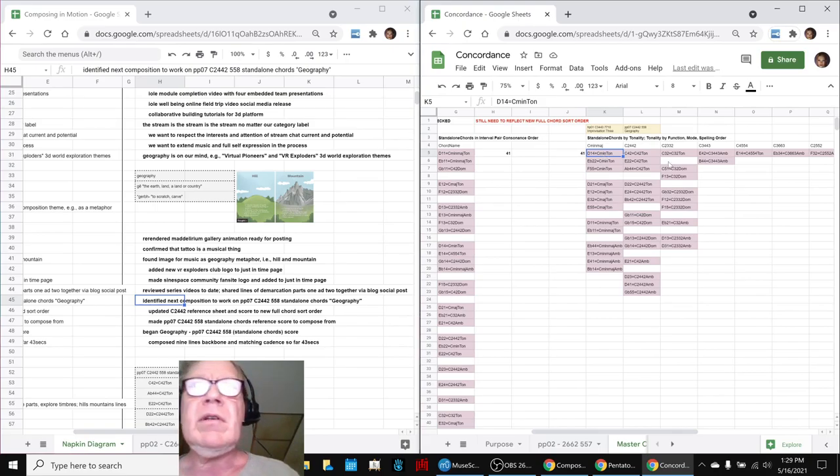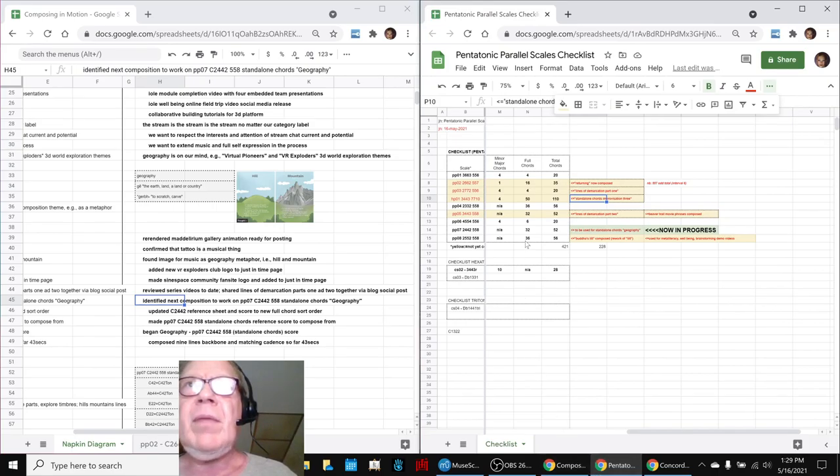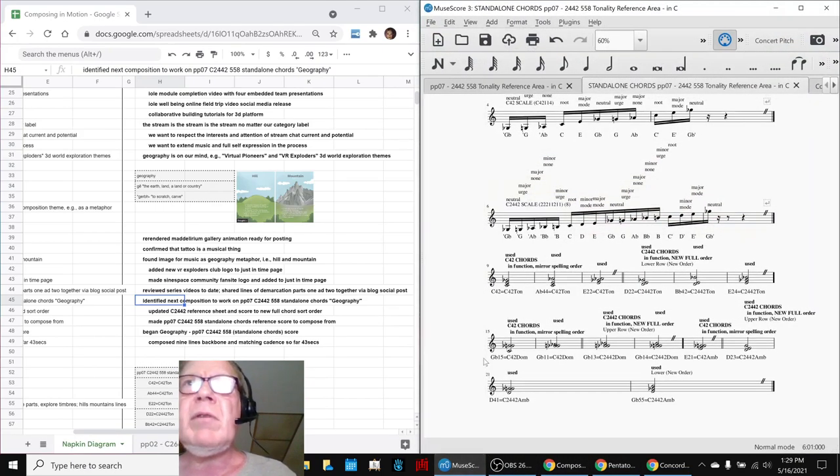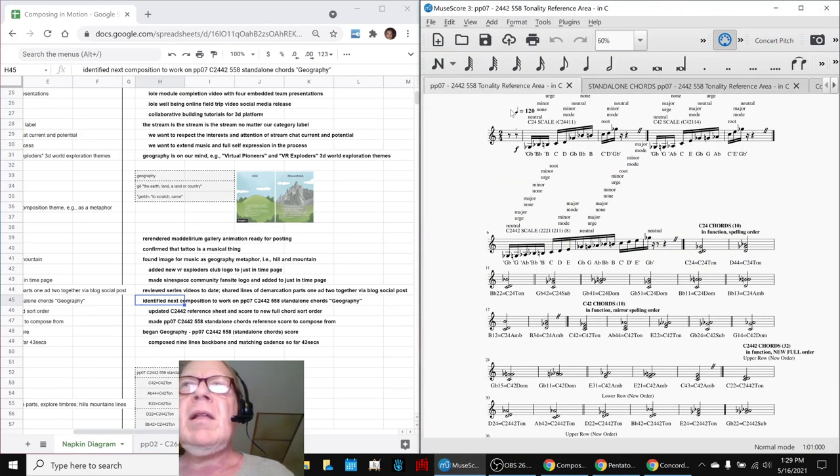And if you remember what the standalone chords are, and that's important, we took all the possible chords in all nine scales, and we said, are there any chords that are not found anywhere else? And for the C minor major scale, we found 13, but we also found for the C2442 14 chords that are nowhere else. So we said, well, let's see, let's compose something with that. So that's what we're going to do, and we're going to show you what we came up with. But anyway, that is now in progress.